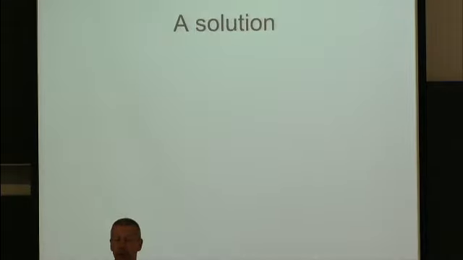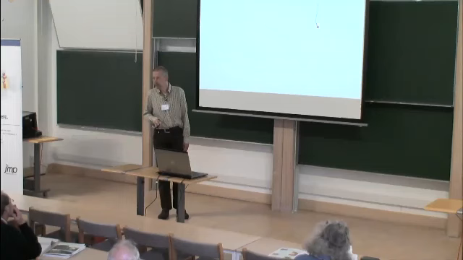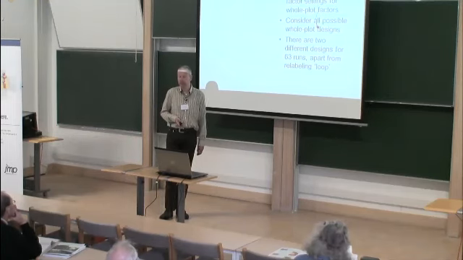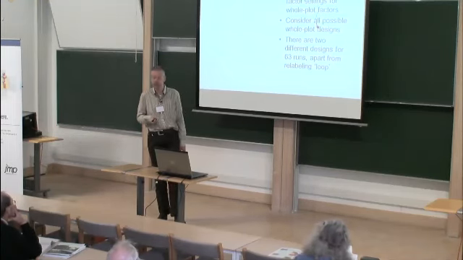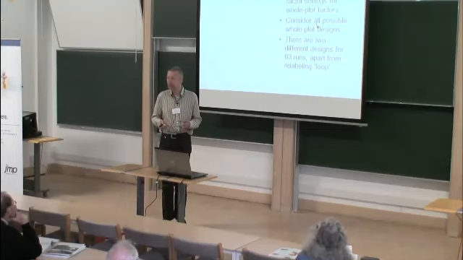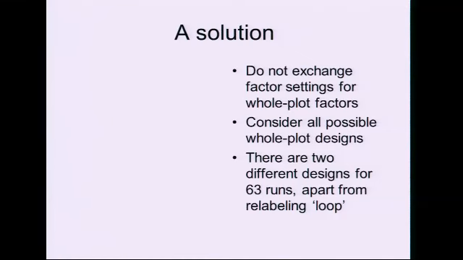So clearly this algorithm doesn't fit with this particular application, and so we had to find a new algorithm or a modified algorithm. And the solution we found was quite simple. We switch off the exchange part for the whole plot factors. So we start with a fixed whole plot design, then generate at random the settings of the subplot factors, and then try improving these settings only.